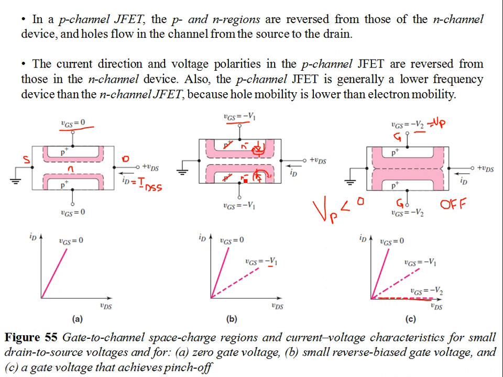So for n-doped gate regions, you need to apply a positive gate voltage. So it has to be positive. Since you will be traveling holes, there will be holes traveling between source and drain. Then that means you need to apply a positive voltage to reverse bias this junction, just like before for the n-channel device. So the pinch off in this case will be greater than 0. The pinch off for the p-channel JFET is greater than 0.